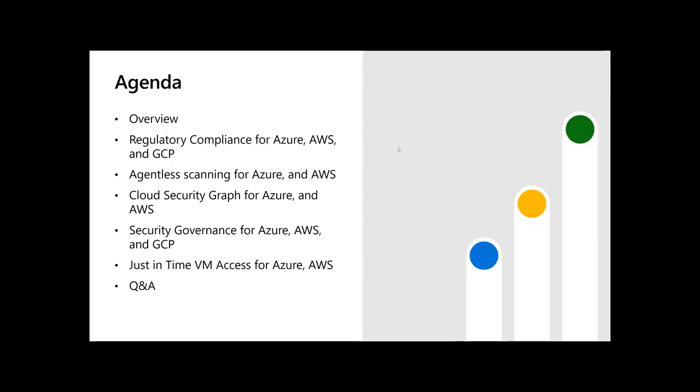At the same time, we know it's important to follow up and follow through on remediating any misconfigurations, which is why we also want to provide you with an overview as well as a live demo of the security governance capability that empowers your teams to follow up and follow through on the remediation process for Azure, AWS, and GCP. Then we also want to touch on the importance of having just-in-time VM access control enabled for Azure as well as AWS workloads. And finally, we want to end on a high note with Q&A.